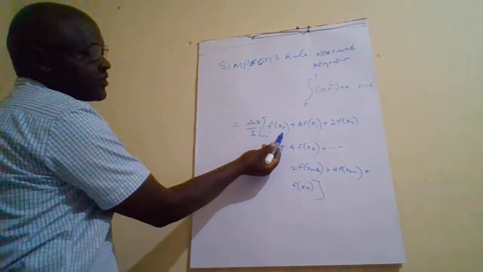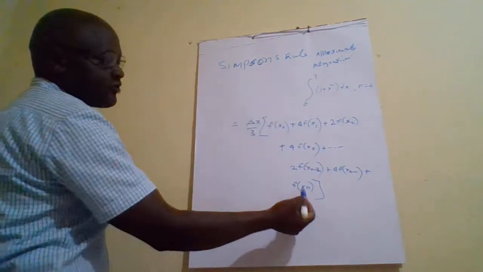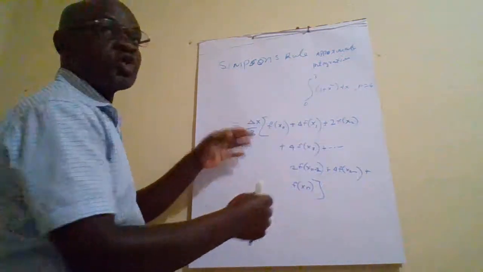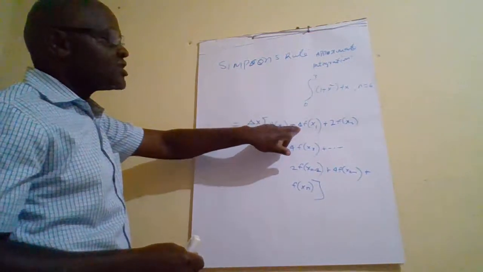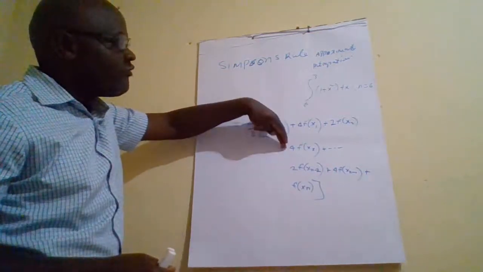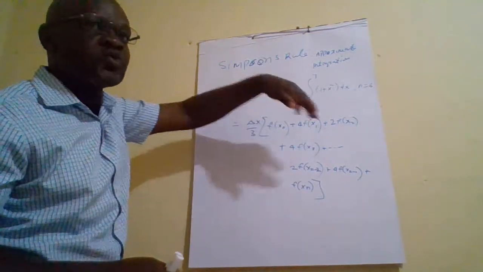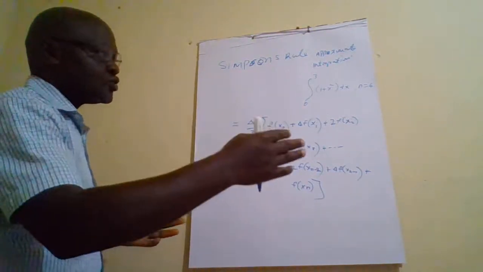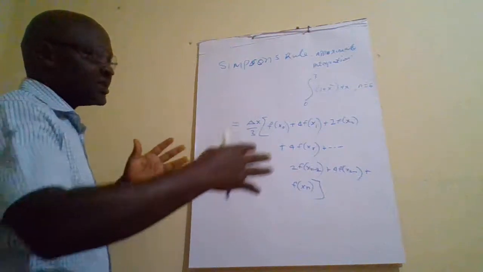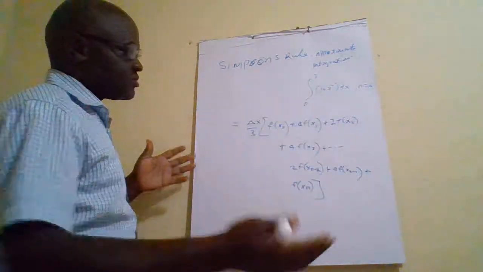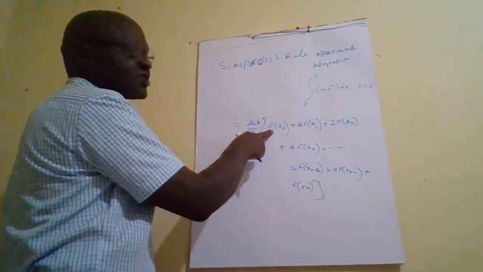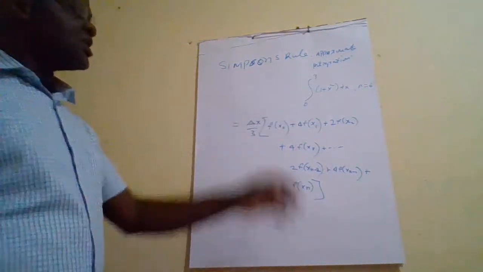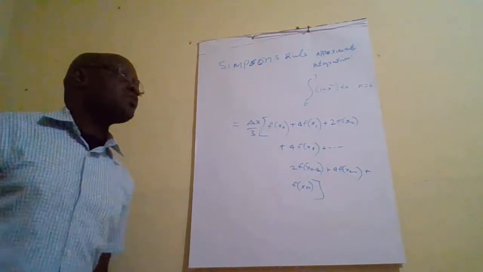The coefficient of the first one is 1, and the coefficient of the last one is 1. But the coefficients in between alternate, so we have the coefficients 4, 2, 4, 2, 4, 2, like that. The coefficient at the first function is 1, and the last one is also 1. So this is the Simpson rule.